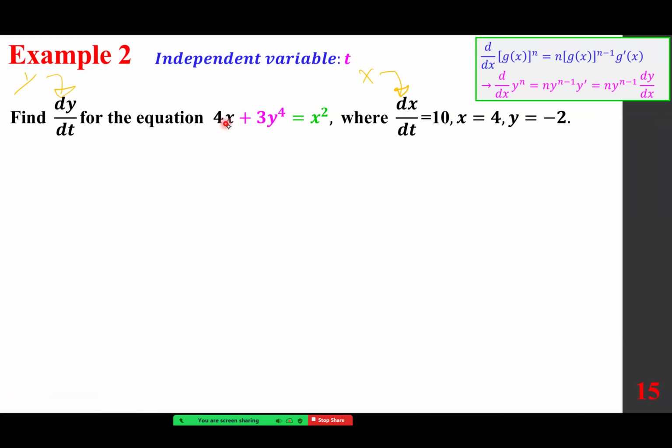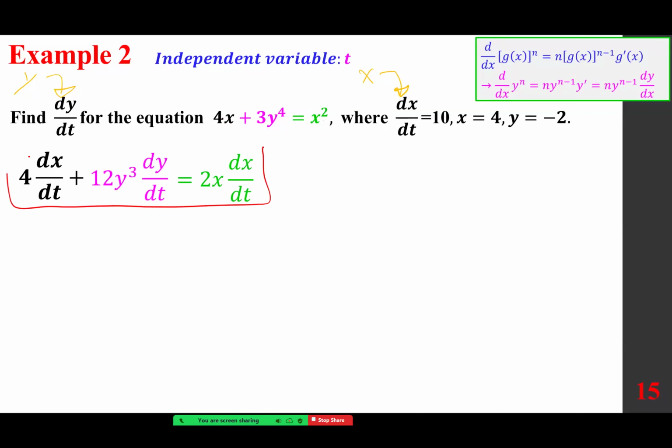Therefore, 4x gives you 4 dx dt. 3y to the power of 4, this gives you 12y cubed times dy dt. In essence, you're using the extended power rule. x squared, 2x dx dt. Now we are done with calculus. Done with calculus. There are two ways to handle it. Just plug in or solve for dy dt and plug in. I'm going to show you both ways.